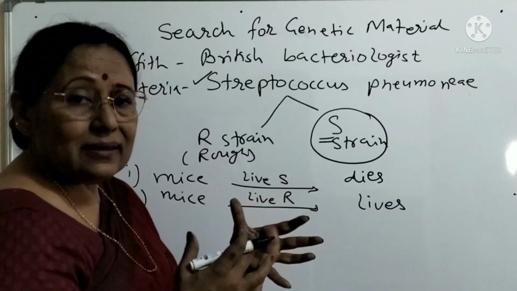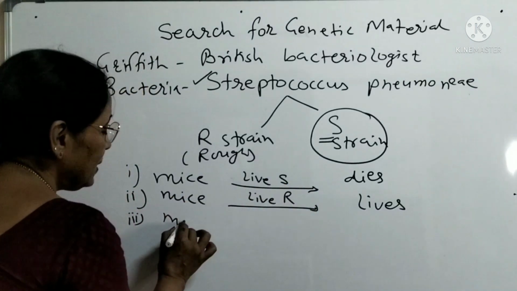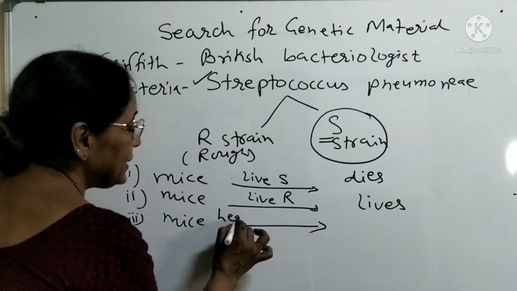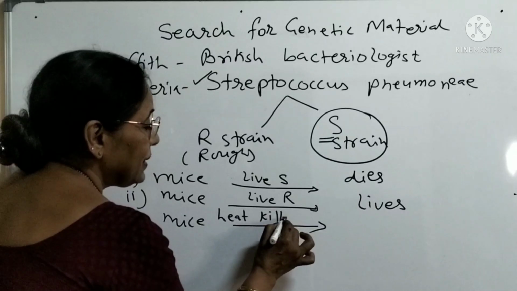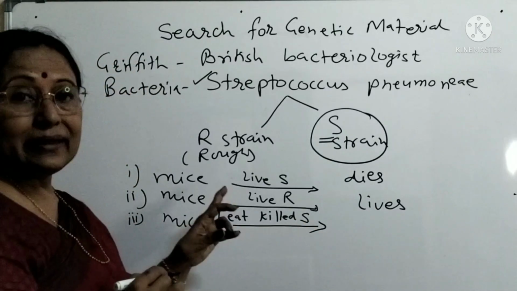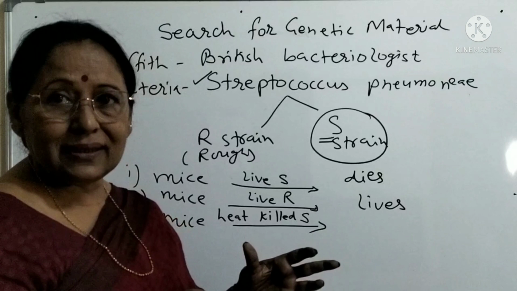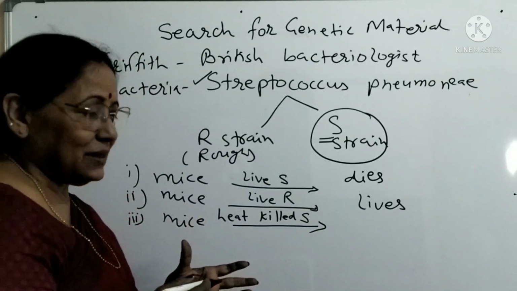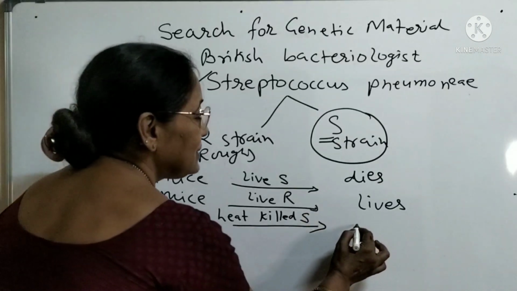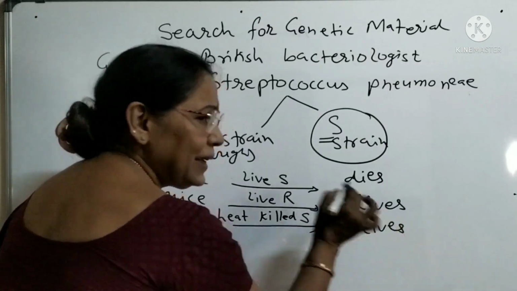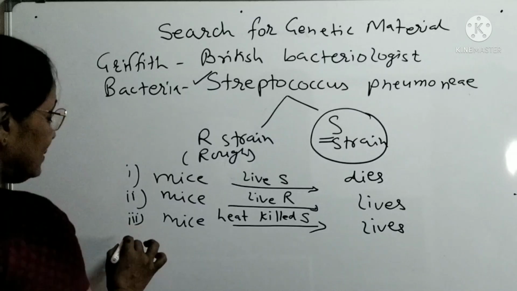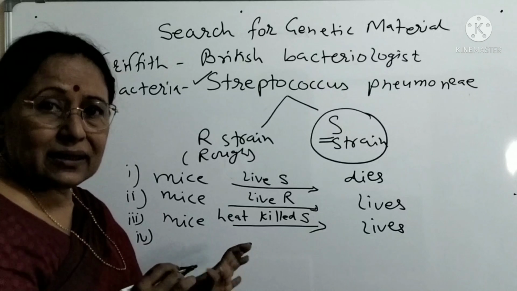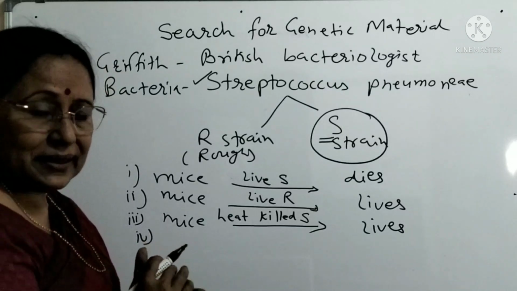Next, Griffith killed the S strain, so the mice were injected with heat-killed S strain. The S strain which can cause disease has died, and when it has died, it cannot cause the disease. So now the mice survive. Fine. But the fourth experiment had a different result.